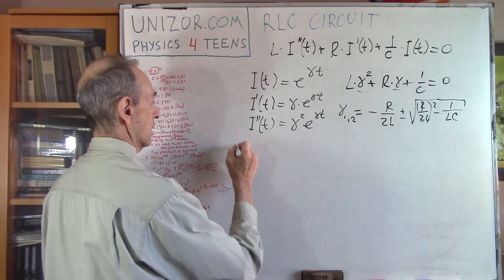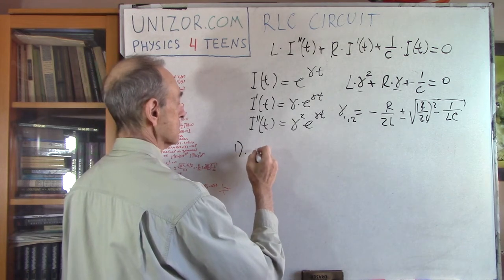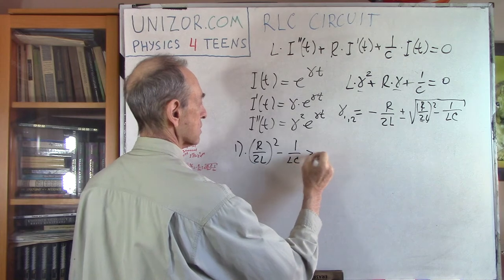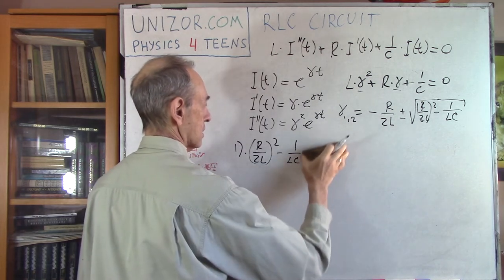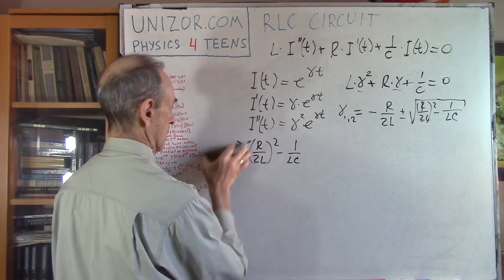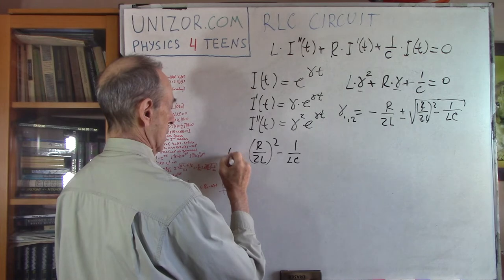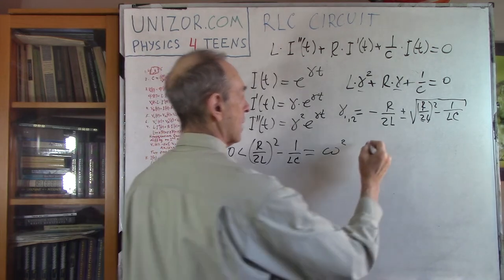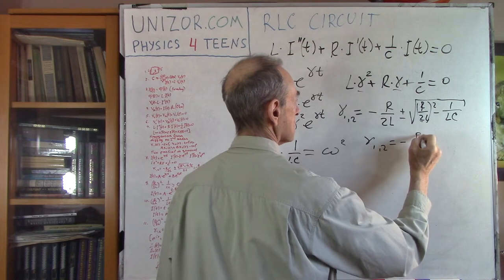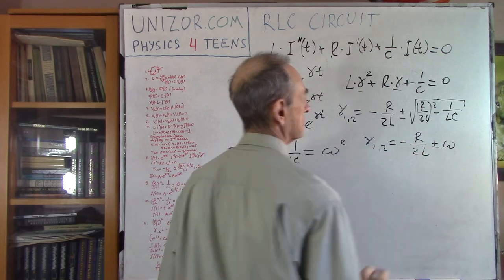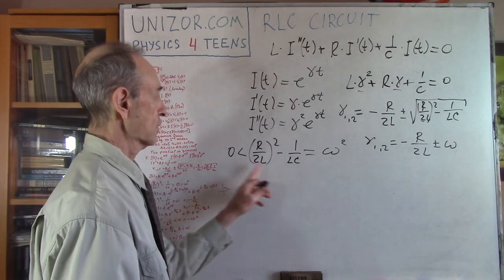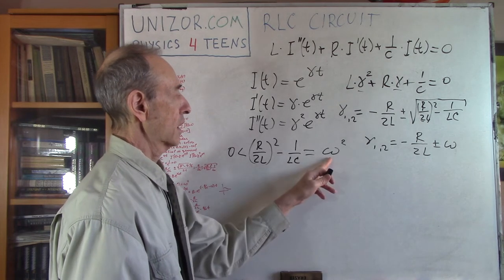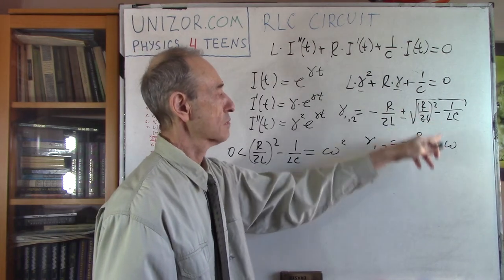Well, first of all, let me consider the case when (r over 2l) squared minus 1 over LC is greater than 0, and I will therefore call it omega squared. So my gamma 1, 2 is equal to minus r over 2l plus minus omega, right? So for the positive expression under the square root, I can put it equal to omega squared, since it's positive, and the square root would be omega.